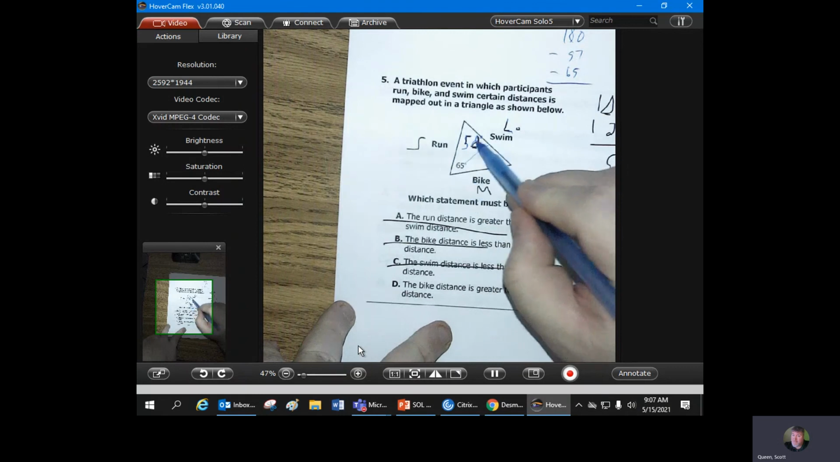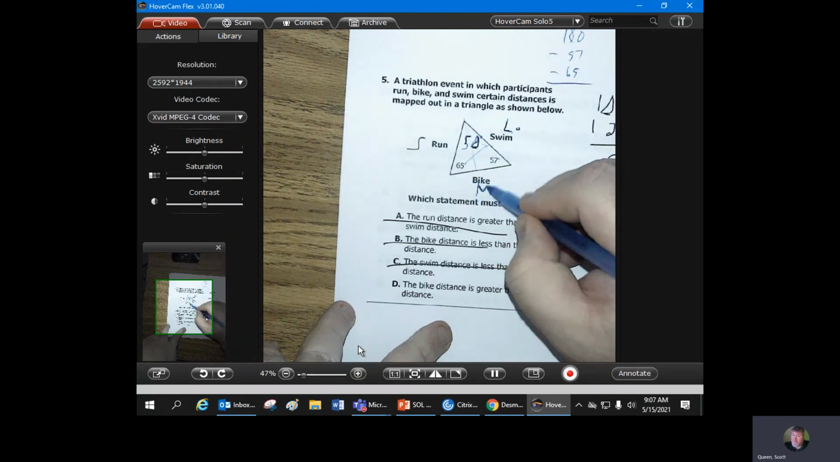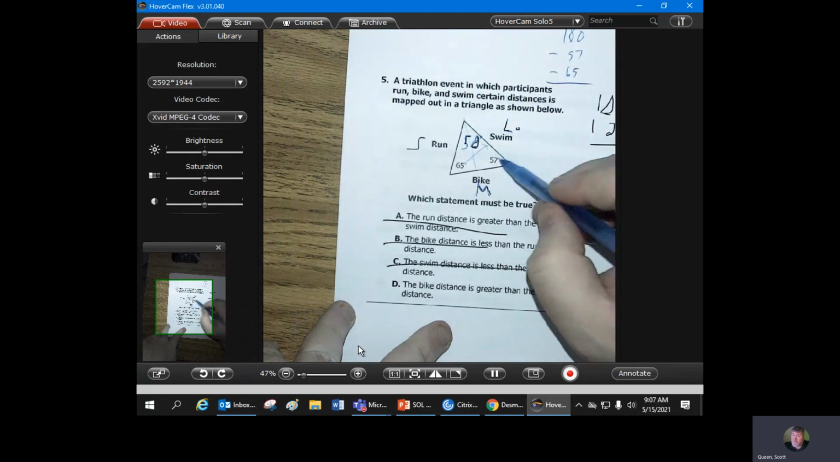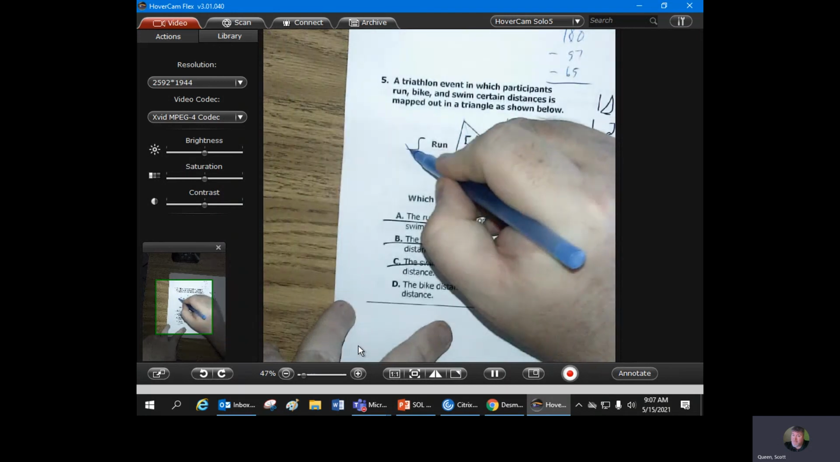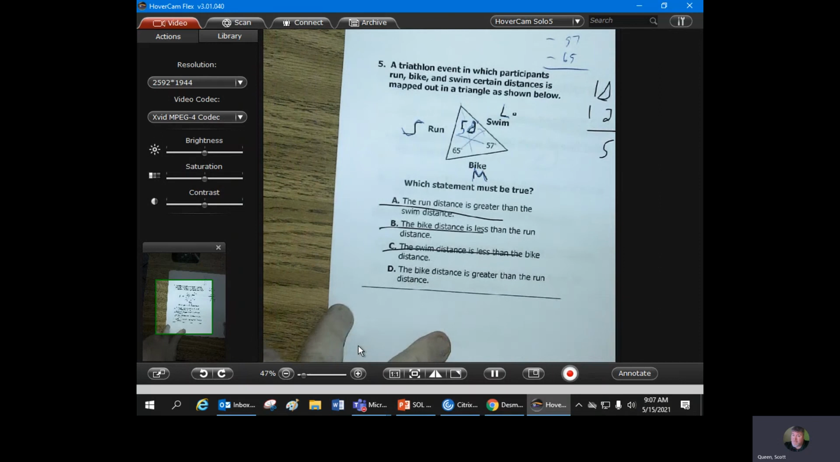My middle angle is 58, across from the bike. So I'm going to put an M there for medium. And then 57 is my smallest angle across from my shortest side. Okay, you with me so far? All right, and let's just see which statement is true.